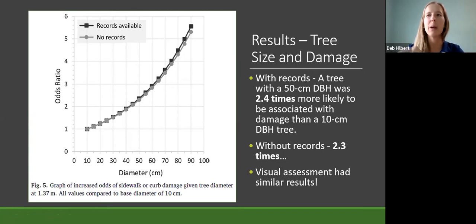like, yeah, this damage is coming from this tree and not something else like shifting temperatures or, you know, what have you. But the relationship was pretty much the same, whether you were verifying the damage with records or just using your best judgment as someone who's familiar with trees and sidewalks. We got the same results. And that's really good news, because that means that visual assessments of damage are probably pretty reliable, which is awesome, because not very many cities have good sidewalk installation date information, at least not in Florida.